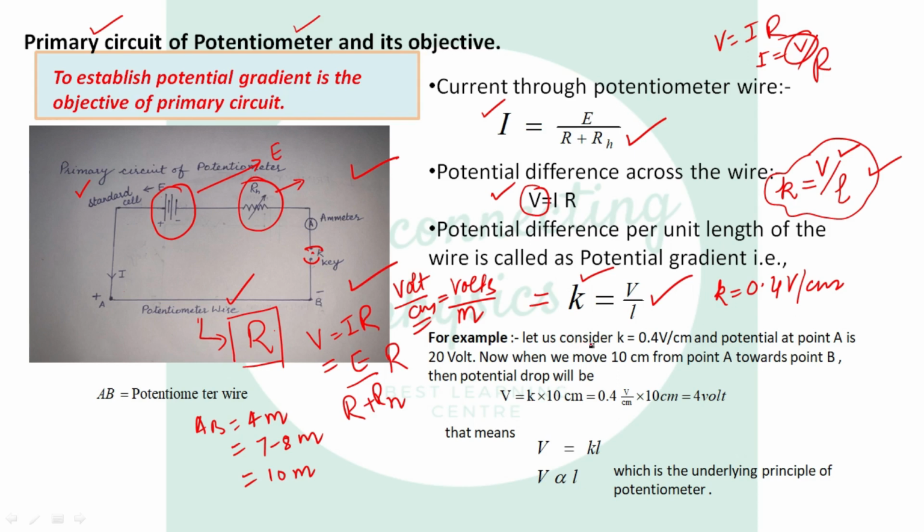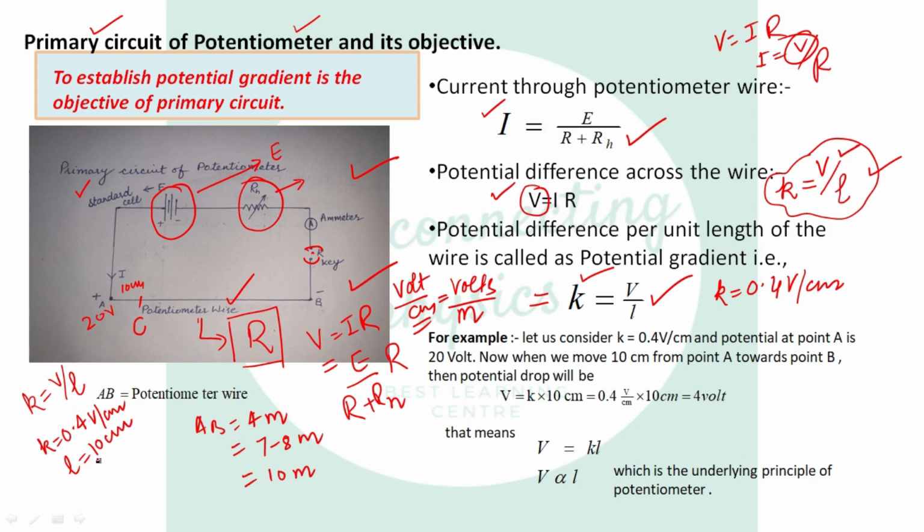So suppose we are given K equal to 0.4 volt per centimeter and the potential at point A is given as 20 volts. So this is 20 volt here. Now when we move 10 centimeter along the wire from point A towards point B, to a point 10 centimeter away, let us say this point is C. What will be the potential drop? You are asked what the drop in potential will be at point C. We can calculate it because K equals V by L. K is given, that is 0.4 volt per centimeter. L is given, that is 10 centimeter.